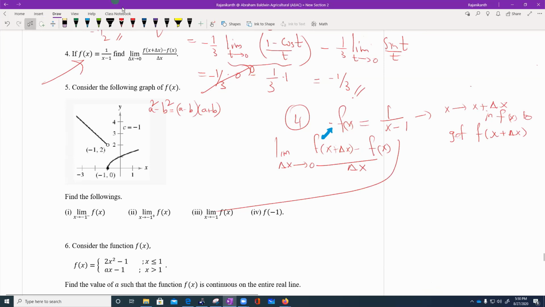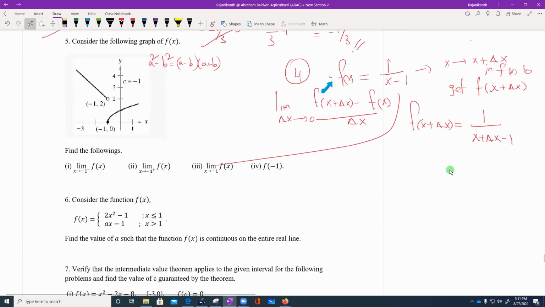So find out first f of x plus delta x. I'm taking my f function, that is 1 over, in place of x, now I'm replacing x plus delta x, but I have to subtract 1. So this is my f of x plus delta x. Now you need to subtract f of x from that. So first find out f of x plus delta x, that is this.